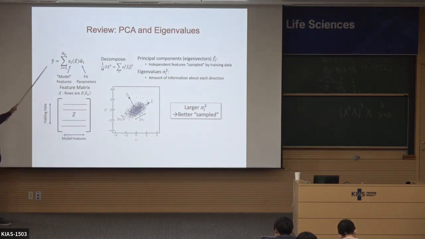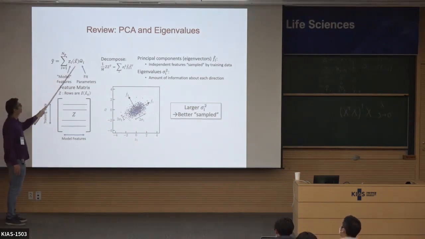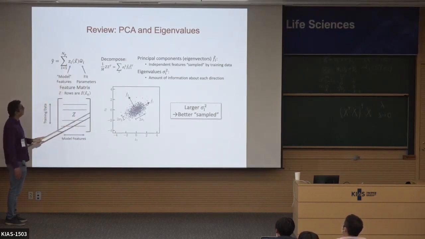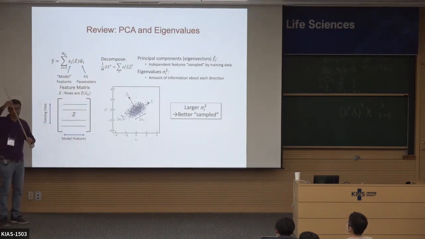So as I said, you could think about all these models as: I make a prediction, I have something that takes the input features and transforms them to the model features. So it's just take the X, transform it, fit it. And now I can think about decomposing this matrix ZZ transpose, and that's just like how the model sees the data. What are its principal components?